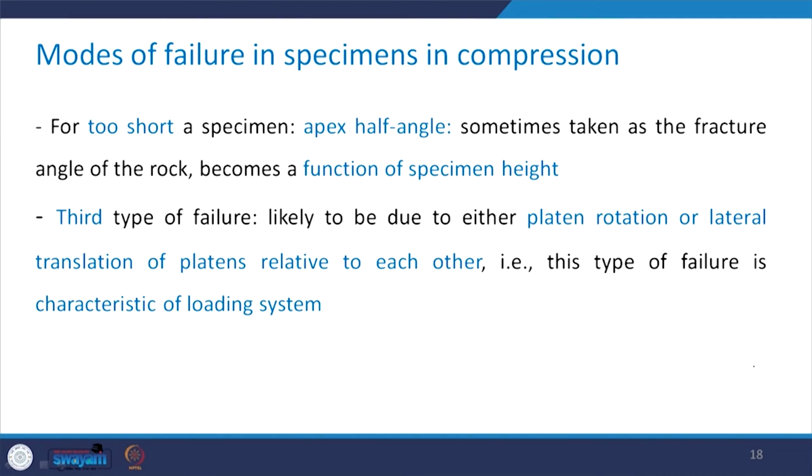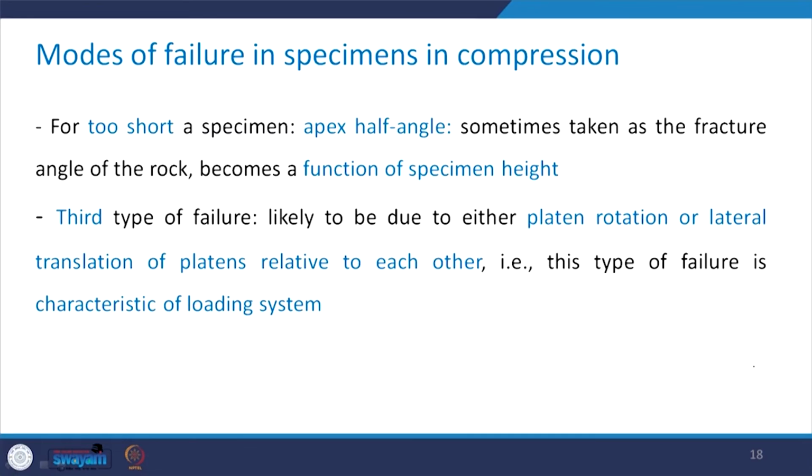So, that is another reason that in case we have a shorter specimen, the state of stress is no more uniaxial, it is going to be triaxial. So, the strength is going to be much larger. The third type of failure will happen if either the loading platen has rotated in the process of the testing, or there is a lateral translation of the platens relative to each other, and this type of failure will occur only because of the characteristic of the loading system, not because of any problem with the rock.